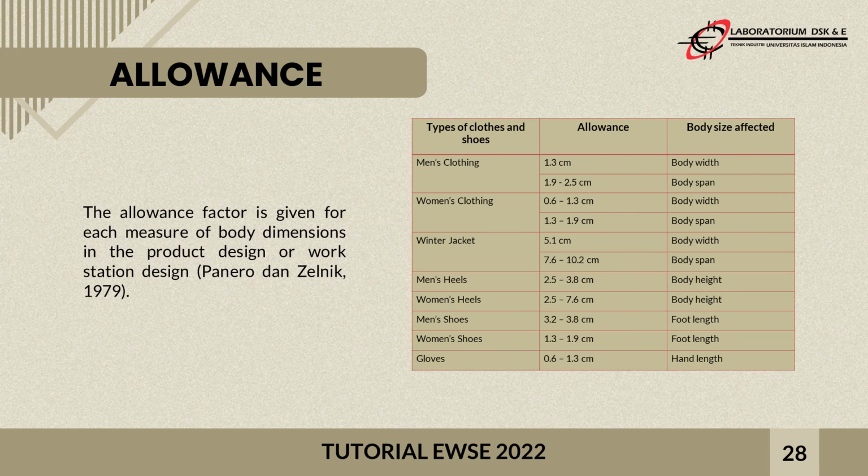The last slide we talk about allowance. Allowance is the looseness factor provided if needed for each body dimension measured in the design of a product or working system. For example, if men's clothing has an allowance of 1.3 cm, then the body size that will be affected is the width of the body. Note, this is not only used for clothing, coats, and shoes, but can also be for other tools, and friends can learn more.